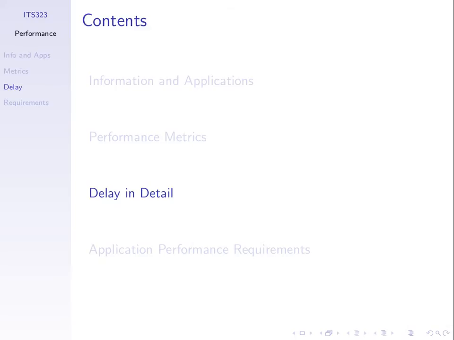But also, the signal that represents those bits, think of a sine wave, some electrical signal or radio signal, needs to propagate across some medium, through the air, across some cable. That takes time too, the propagation time. So let's look at the different components that contribute to delay and then give some examples.